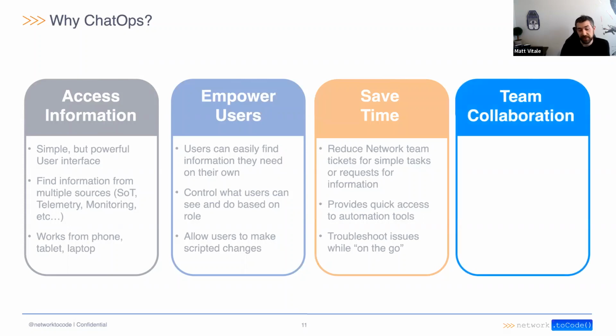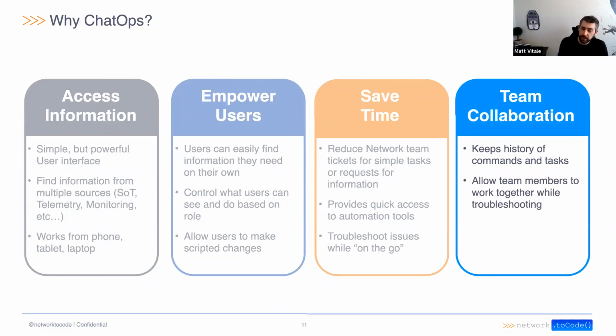Lastly, it enables team collaboration. All ChatOps interactions have a history of commands and tasks ran, which allows team members to see the results and outputs and work together while troubleshooting. Team members can easily see who is running what command, what the output was or the results, and learn from simply observing.